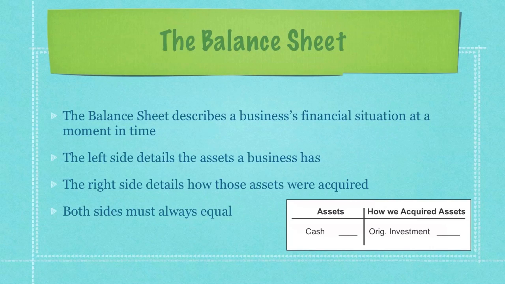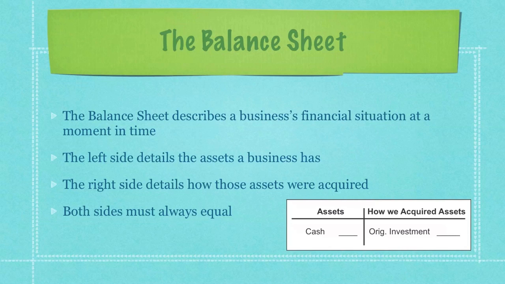First off, I'm going to go over the balance sheet. The balance sheet describes a business's financial situation at a moment in time. The left side details the assets a business has, and the right side details how those assets were acquired. At all times, both sides must remain equal.